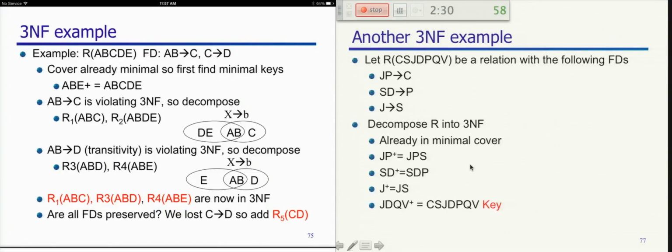Okay, so first thing I'm going to check is to see whether it's minimal cover or not. And this is already minimal cover, there's nothing that I can reduce. Okay, so then let's find some closures. Closure of JP is JP and S. Closure of SD is SD and P. And closure of J is just JS.